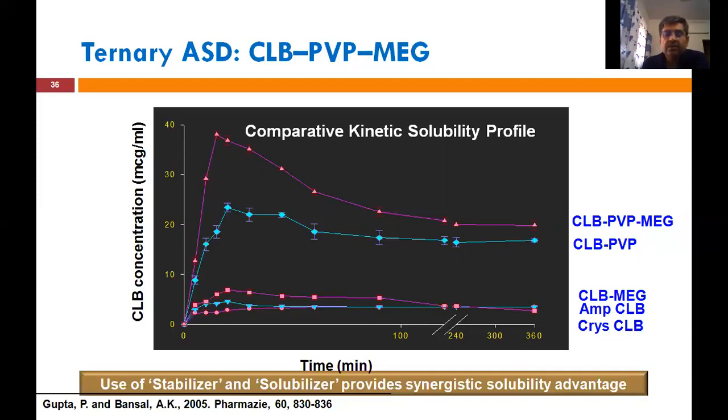The other one was through the optimal contribution of meglumine to the thermodynamics of the amorphous solid dispersion, which led to the further stabilization of the amorphous solid dispersion, and that was also responsible for increasing the aqueous solubility. The thermodynamic parameters like heat of solution were also calculated, and it was found that meglumine contributed by reducing the heat of solution in the amorphous solid dispersion.